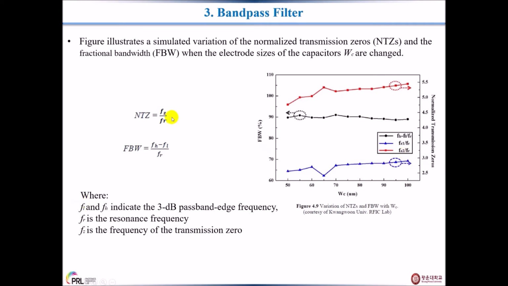In this equation, FL and FH indicate the 3 dB bandpass low and high frequencies, FR is the resonance frequency, and FZ is the frequency of the transmission zero.